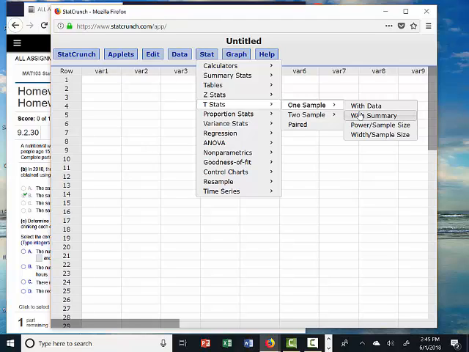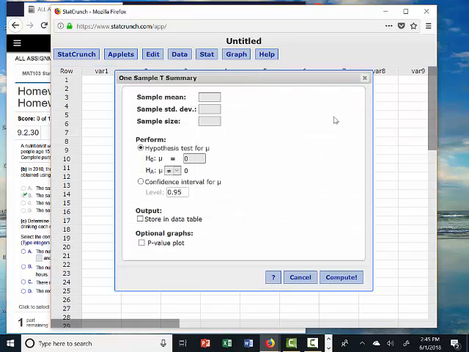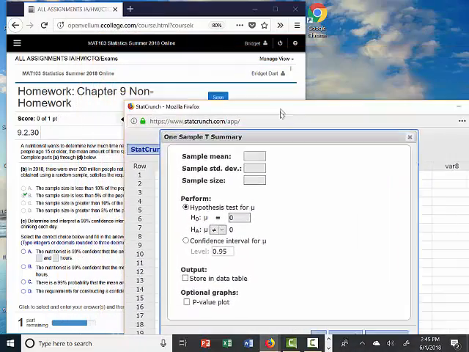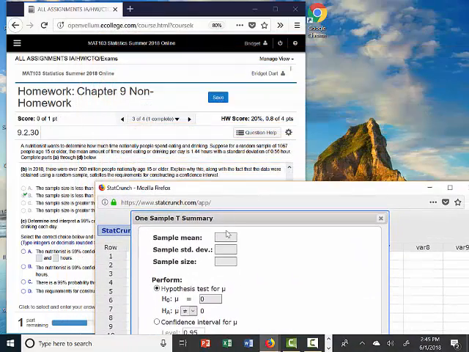We don't have the data on how much time people spent. Like, we don't have a list of numbers. We just have the summary of that data. So we have with summary, and it's going to ask us for the mean, standard deviation, and sample size. So the mean was 1.44, standard deviation was 0.56, and the sample size was 1067.